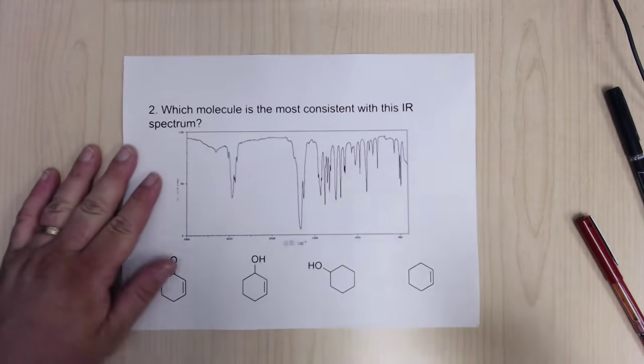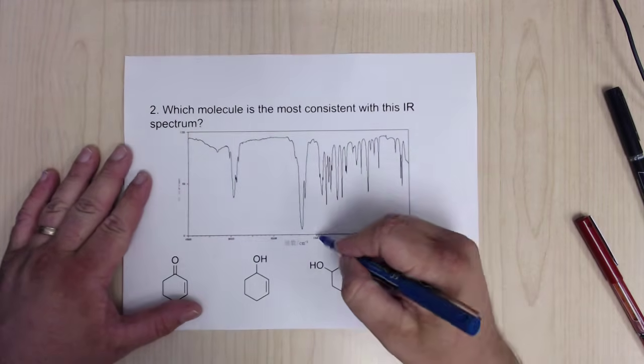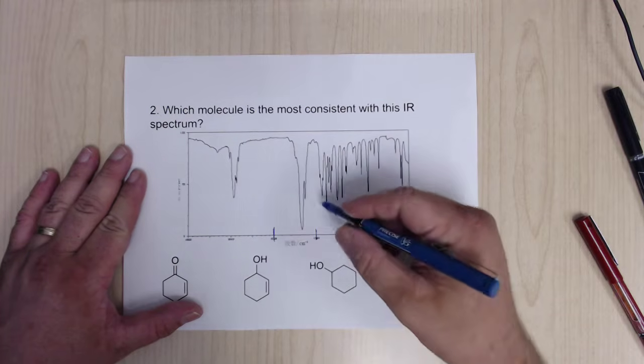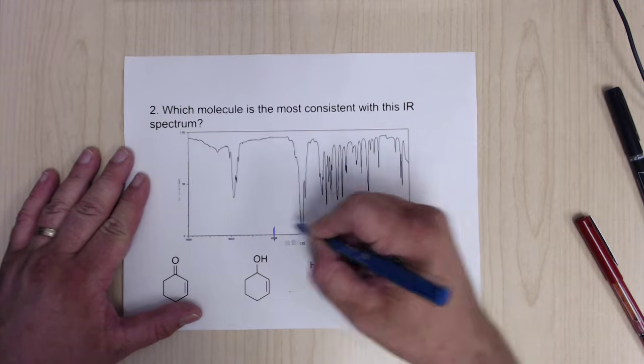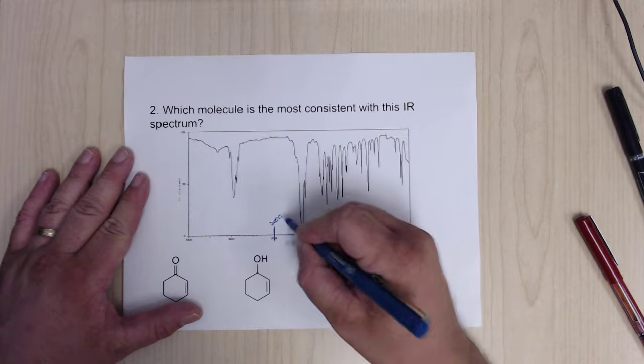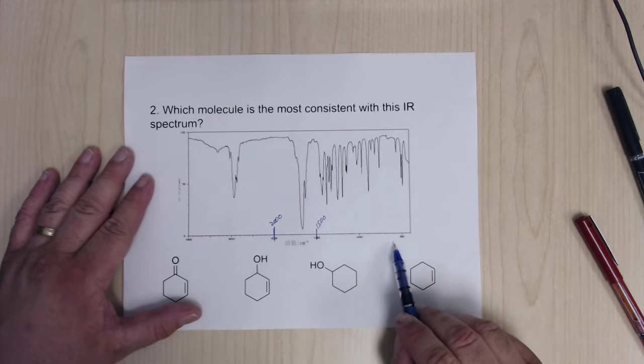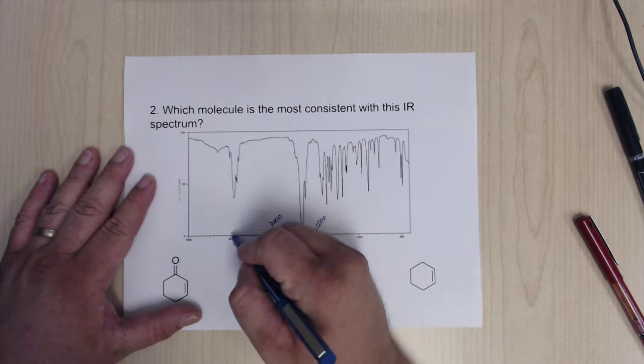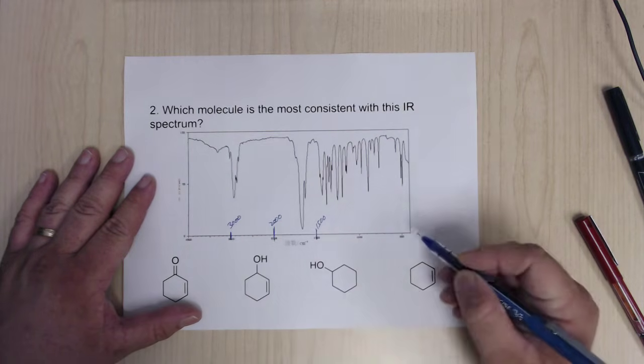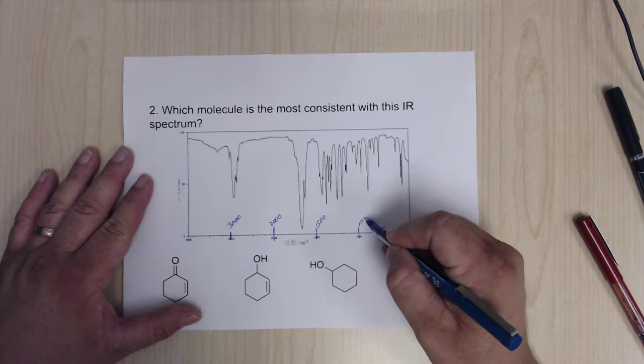So for this one, again, we're going to look at the 1700 region. That's where I almost always look. So this is 1500, and this is 2000. If you can't read the numbers, ask the proctor, and they'll be able to help you out here. So this is about 3000, and this is 1000.